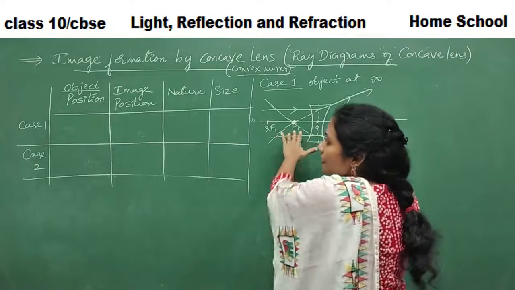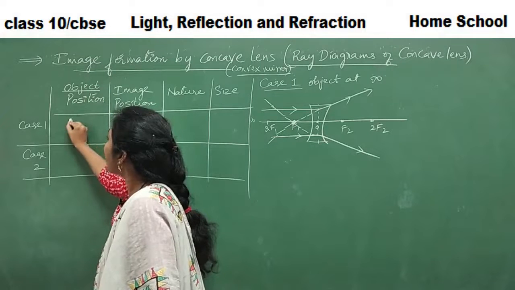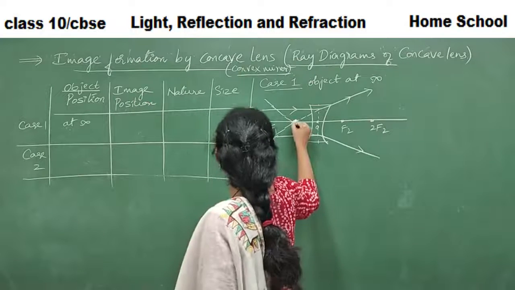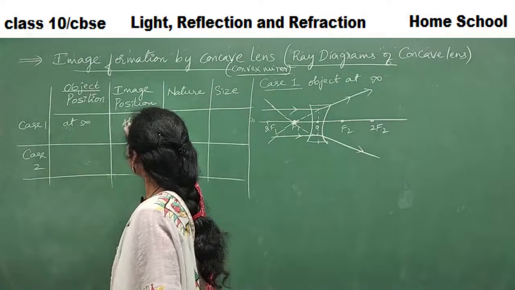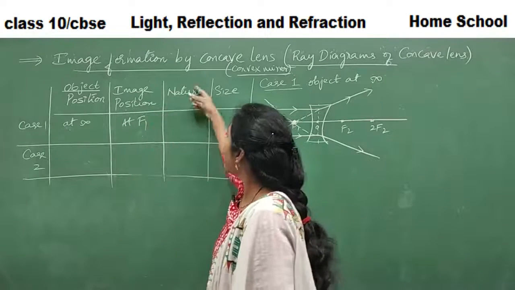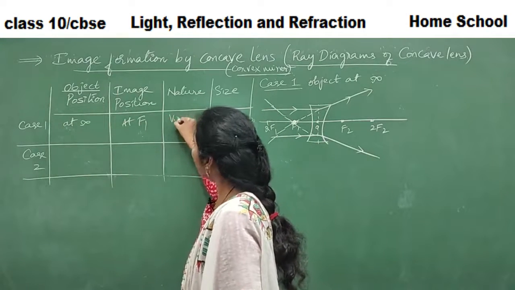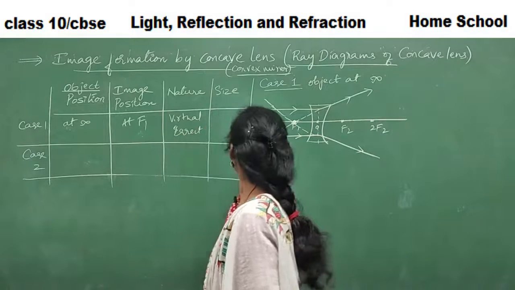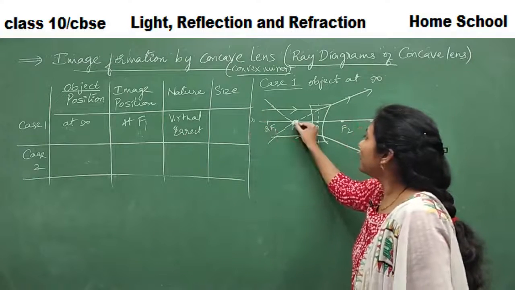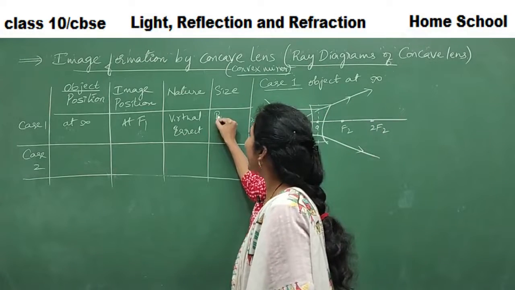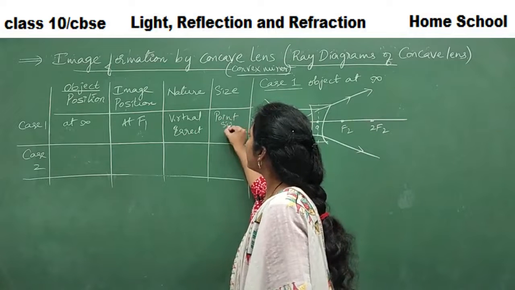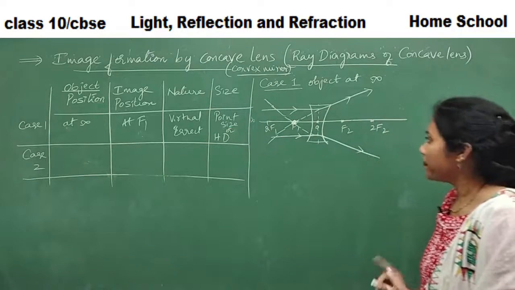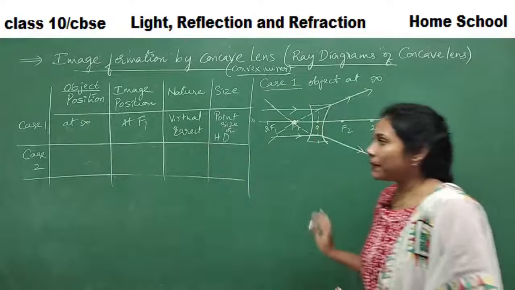So where is the image forming? First let us fill this. Where is the object position? The object position is at infinity. And where is the image position? The image position is at F1, that is, at the focus. What is the nature of the image? It is virtual and erect. And what is the size of the image? The size is point-sized, or we can also say highly diminished. So these are the characteristics of the image.